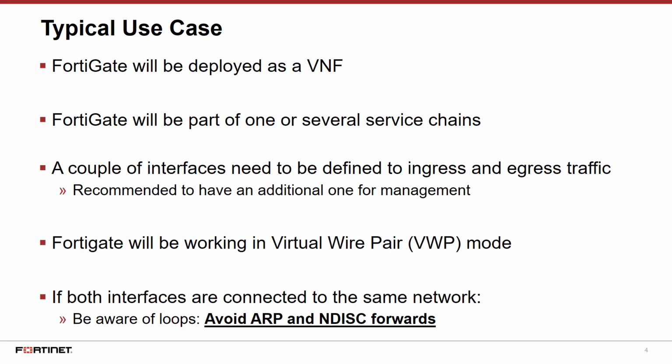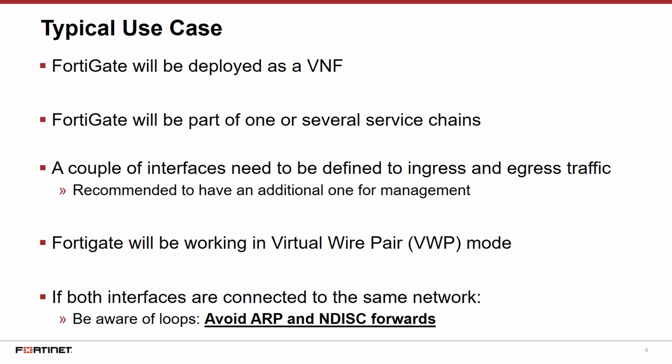So in the typical use case, we will have the FortiGate deployed as a standard VNF. It will be part of one or several service chains. And for this, a couple of interfaces will need to be defined on each FortiGate. One of them will be used for ingress traffic and the other one for egress. And of course, it is recommended to have an additional one for management. The configuration of the FortiGate will be in virtual wire pair mode for this couple of interfaces.